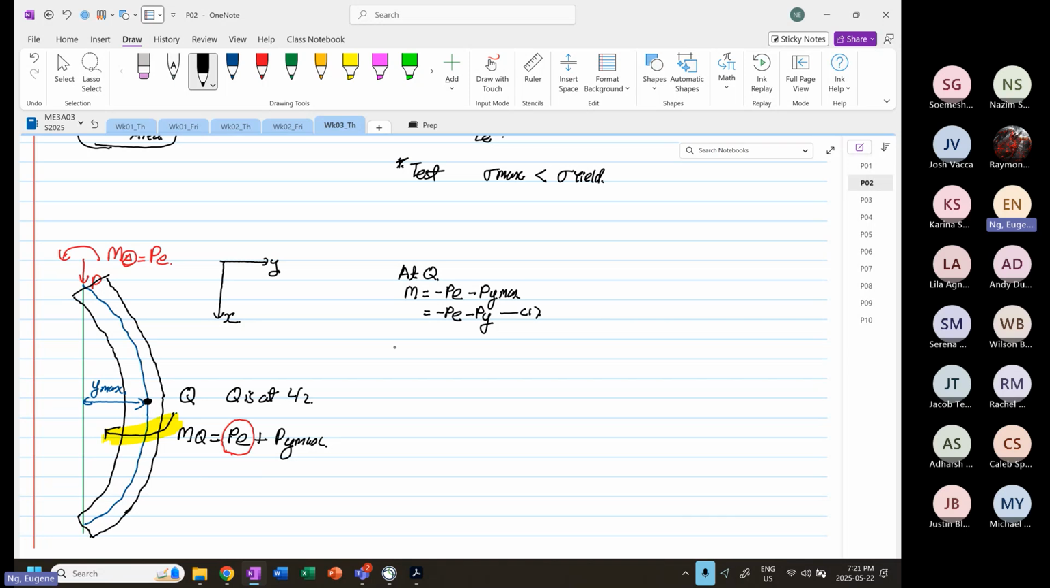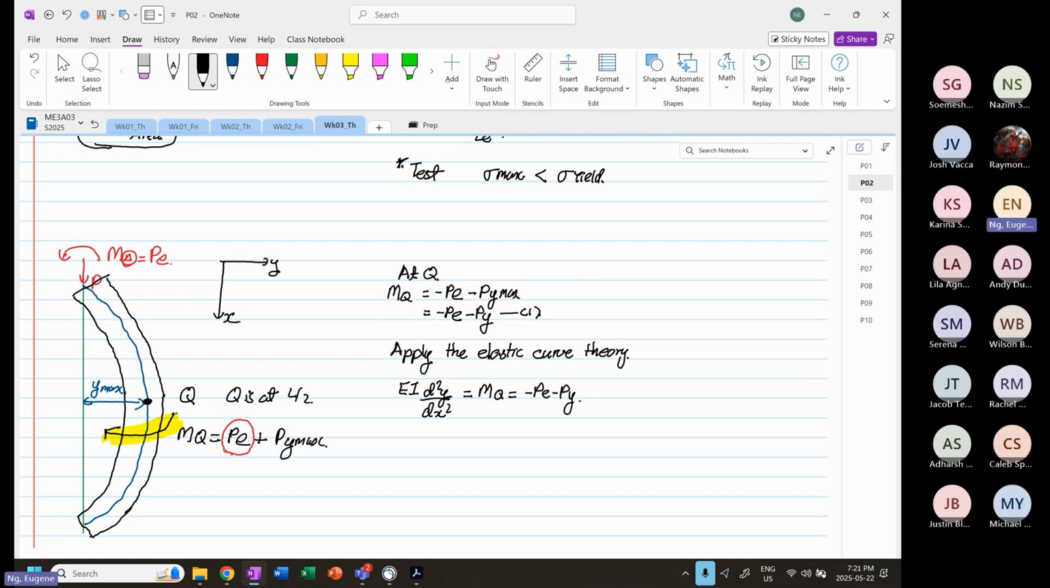And like before, we are also going to apply the elastic curve theory. We specify that EI d squared y over dx squared will be equal to the moment at point Q. So over here, we have the moment at point Q, which is equal to minus PE minus PY.